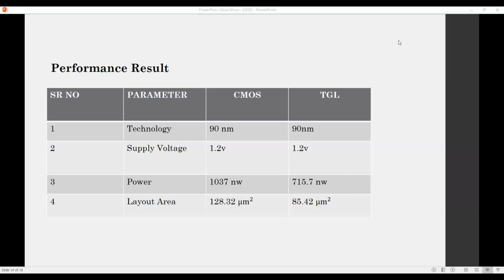Now, from the layout, using a scale, we measured the layout area, which is 128.32 micrometer square for CMOS and 85.42 micrometer square for TGL. Thus, from this performance analysis, we can state that TGL is more efficient than CMOS in every parameter.